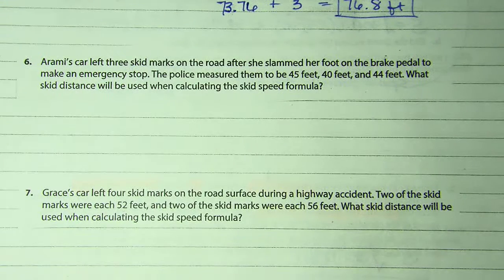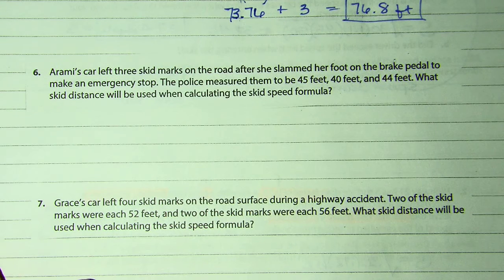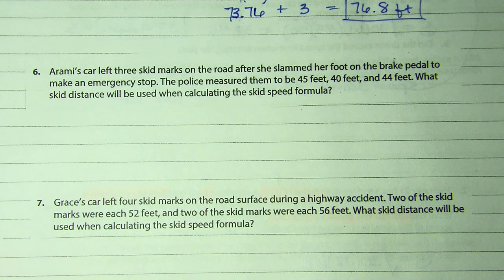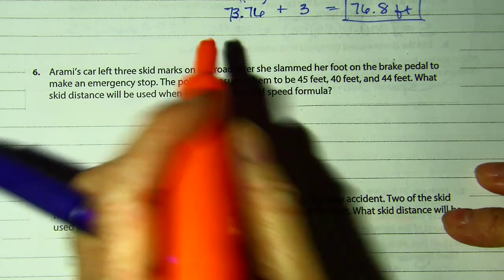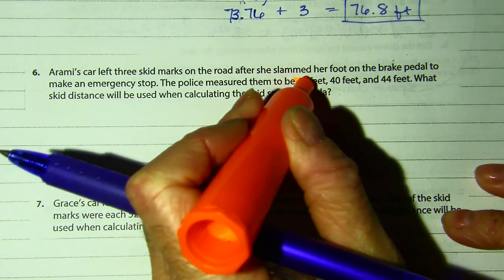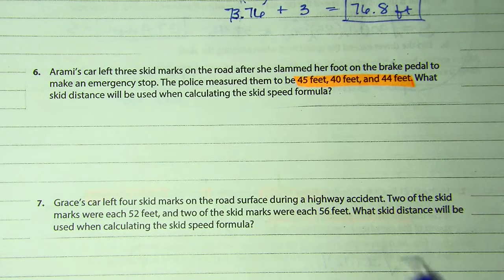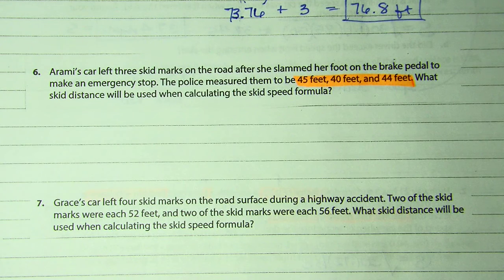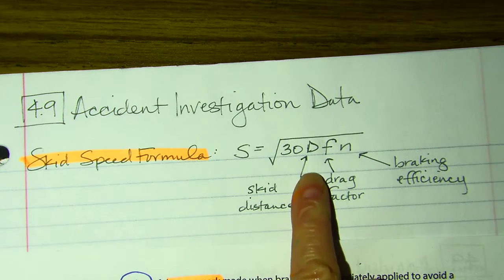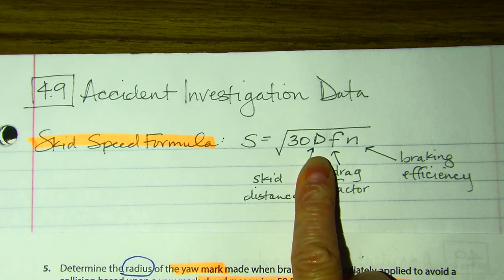All right, number 6. So now we get into talking about what if you slam on your brakes and you leave different skid marks, like they're not all the same length. In this case, the police measured them to be the following: 45, 40, and 44. So when they use the formula, I can't use all 3. The formula we're talking about is this. I can only use one skid distance. I can't use all 3.